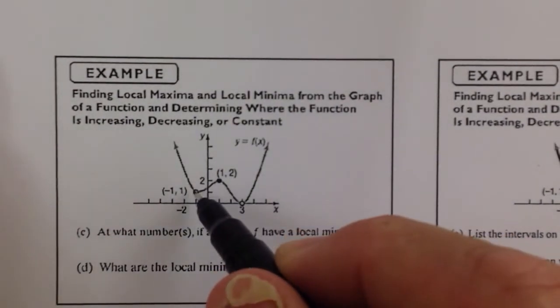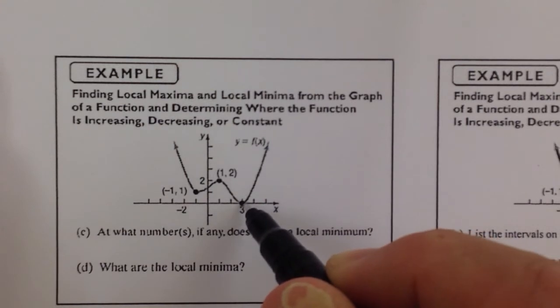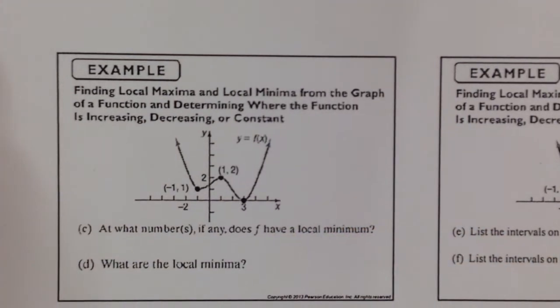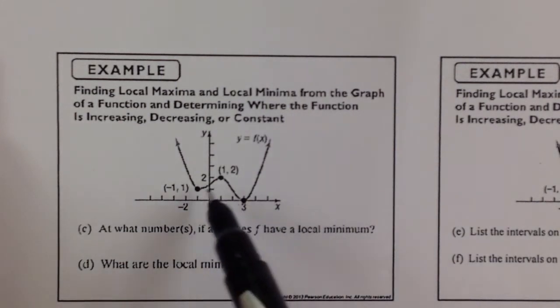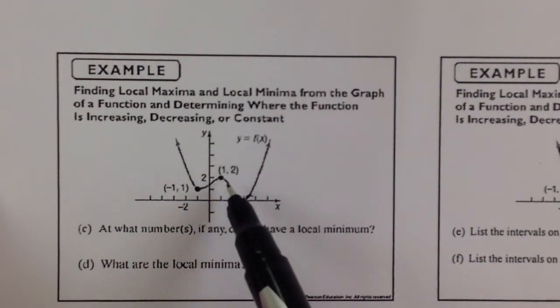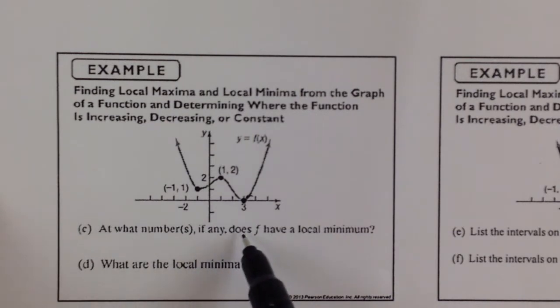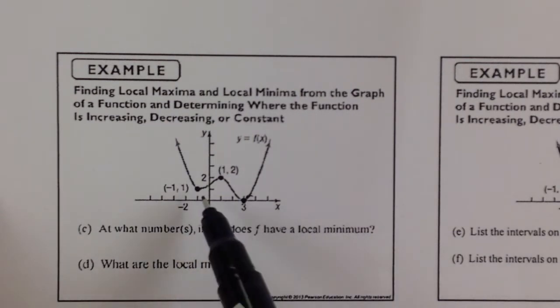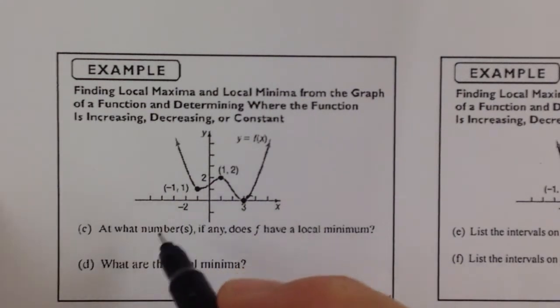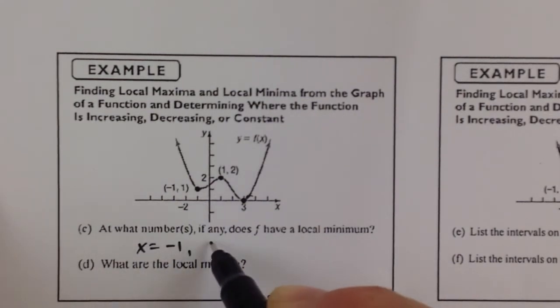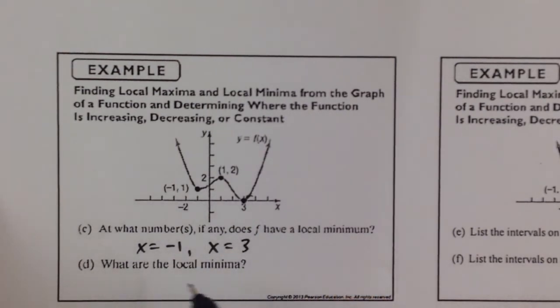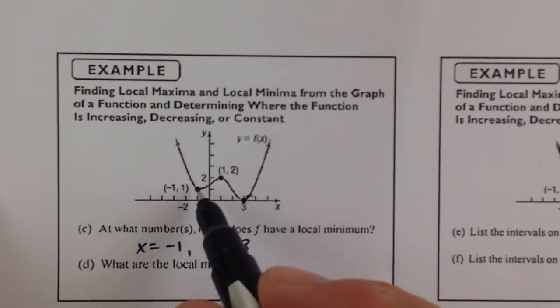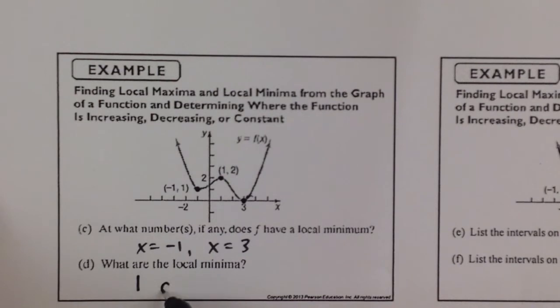But before you do that, fill in these little circles here. My paper is really small. When you fill in the little circles, you have 3 points: 2 low points and 1 high point. At what numbers, if any, does f have a local minimum? Well, we have 2 low points, right here at x equals -1 and at x equals 3. And what are the local minima? Well, we have 2 local minima, with y values of 1 and 0. So 1 and 0 are both minimum values.